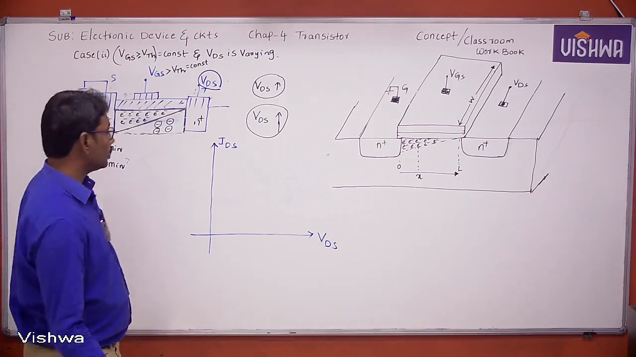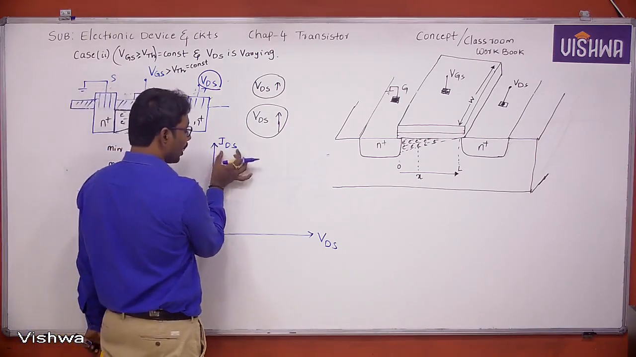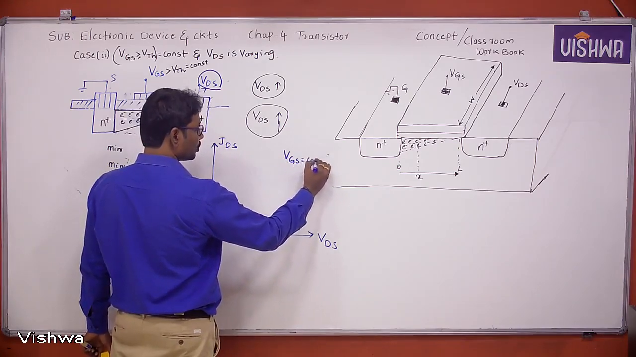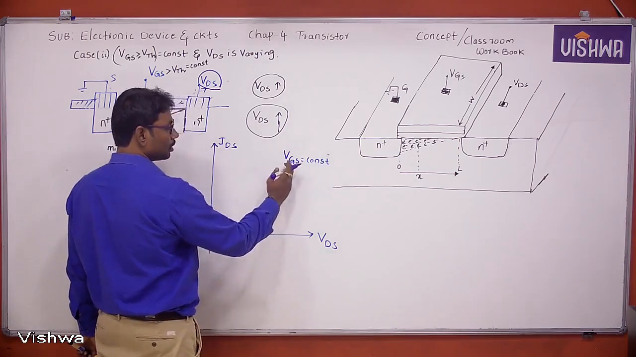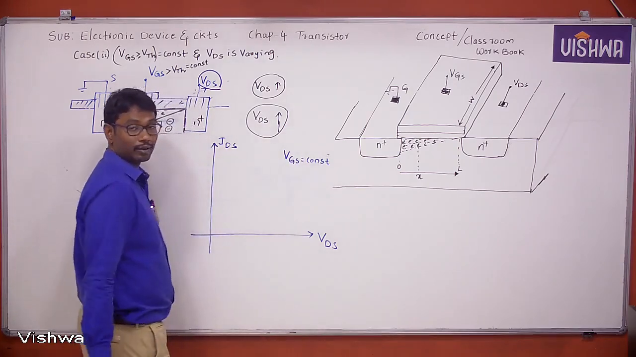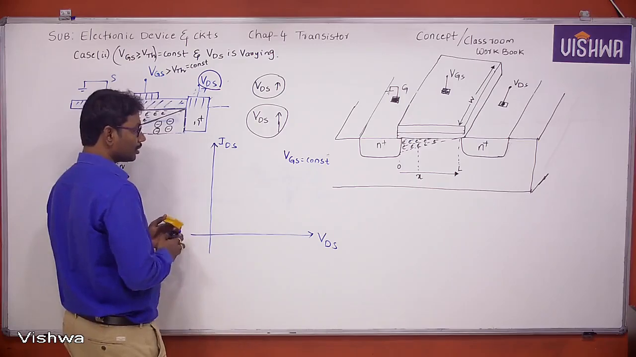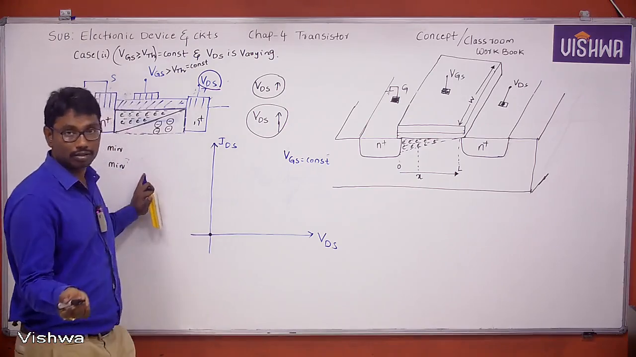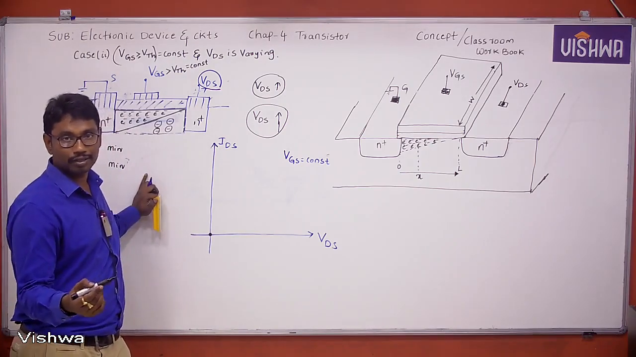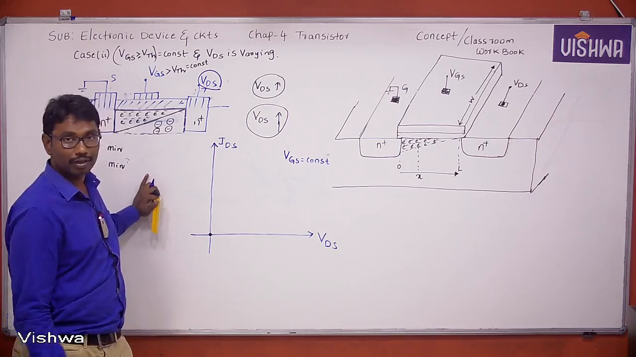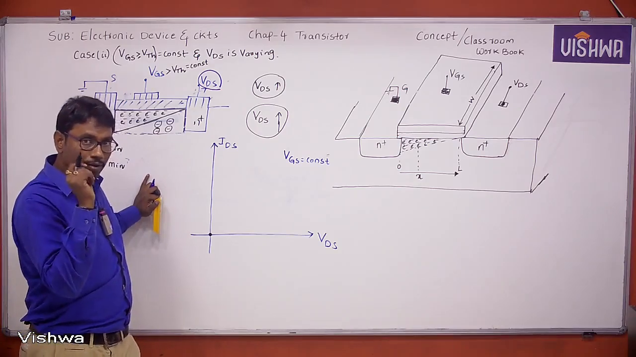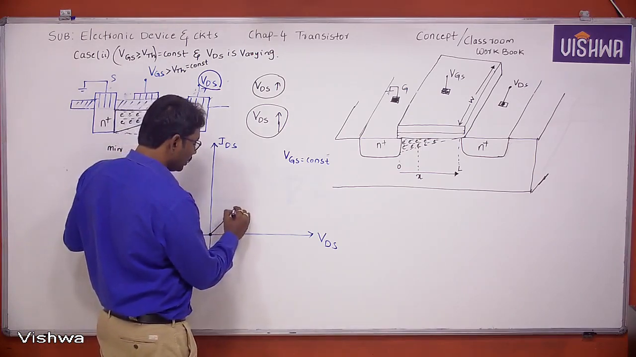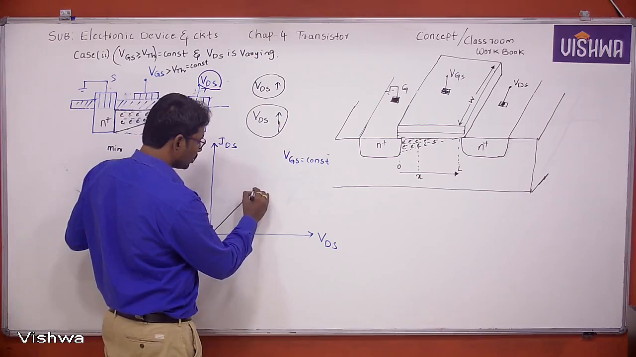Listen. Output characteristics are drawn between IDS versus VDS, keeping VGS constant, with VGS greater than or equal to the threshold voltage. Don't forget that. When VDS is 0, the current IDS is 0, because there is no movement between source and drain. Now, when VDS is increased by a small amount, the current IDS, as I told you, increases linearly.